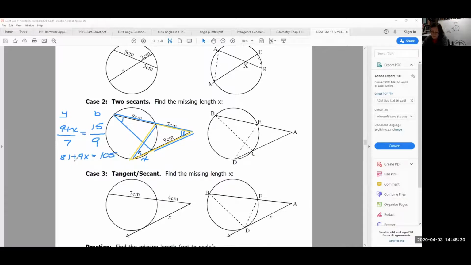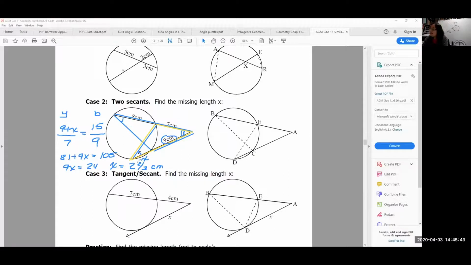Okay, solve for x. I'm going to get 9x is equal to 24, and then x is equal to 24 ninths. That's kind of nice to put into a mixed fraction. I'm going to get 2 2/3. If they were using centimeters, because they gave us centimeters, that's what x is.